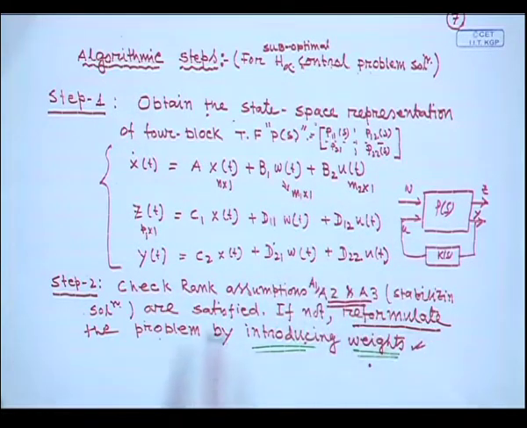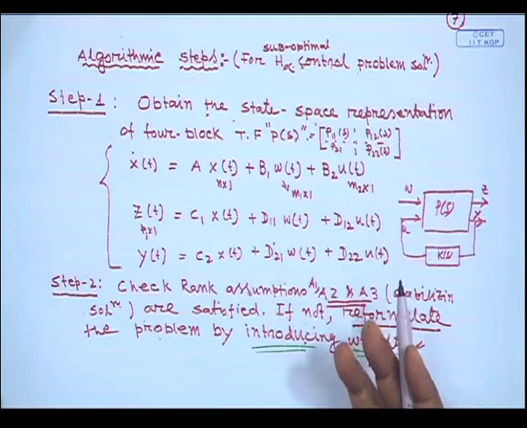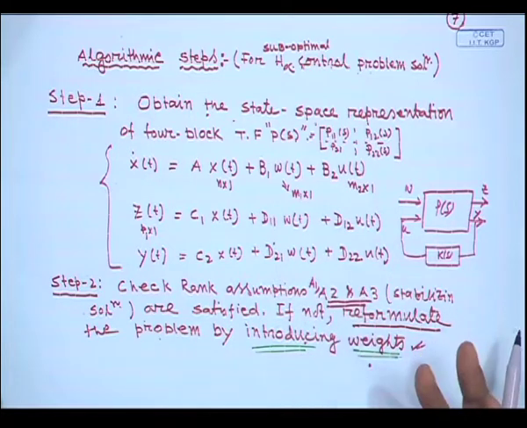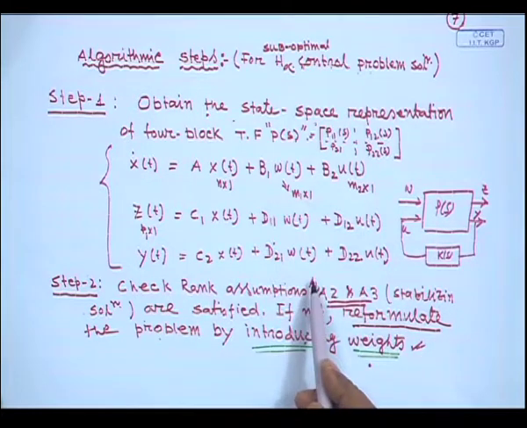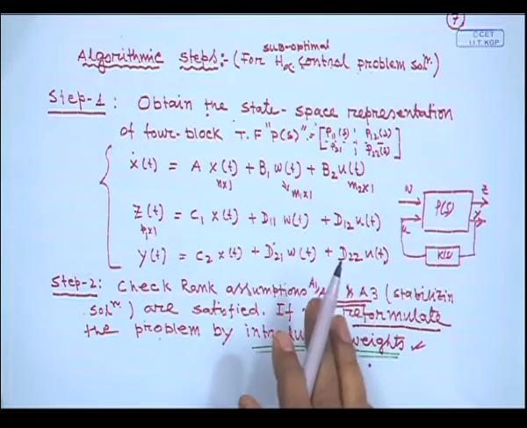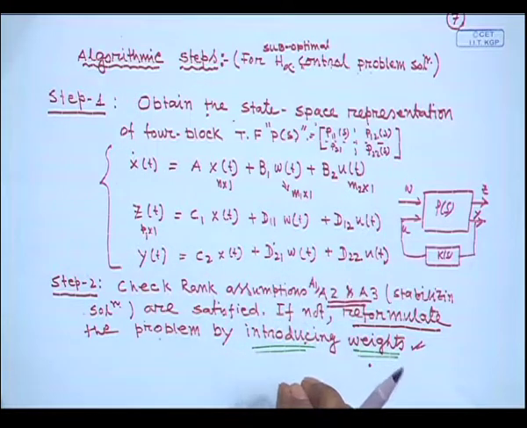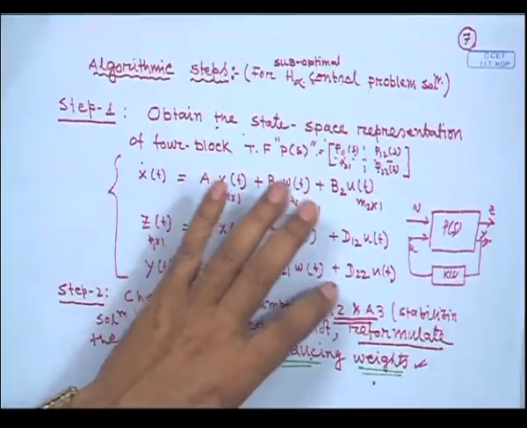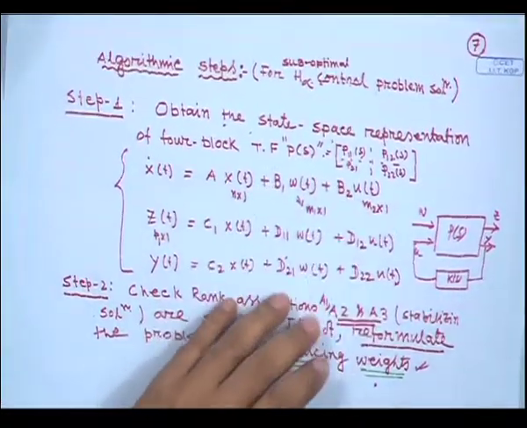As I mentioned, what is the useful assumption for A1, and for A2, A3? The A1 assumption is that (A, B2) and (A, C2) must be stabilizable and detectable in order to get a stabilizing controller. So, this is the second step: check all the assumptions A1, A2, A3.